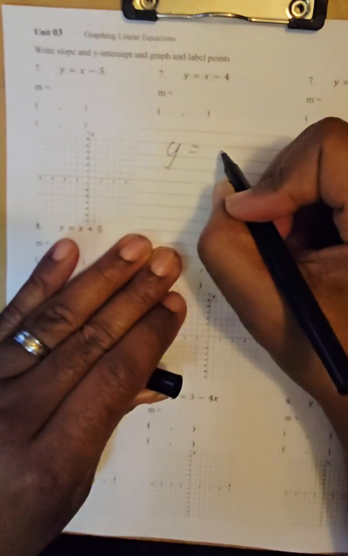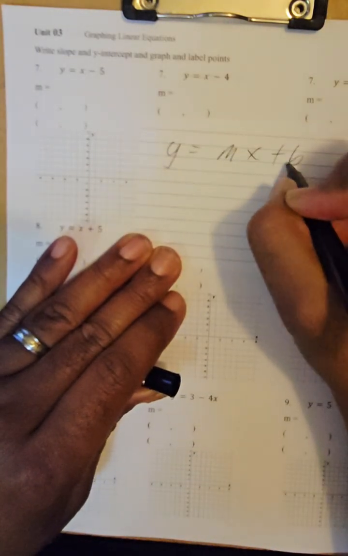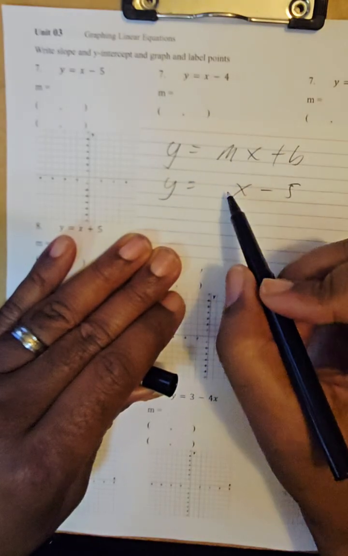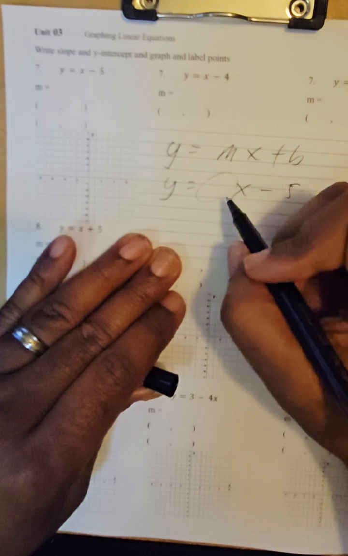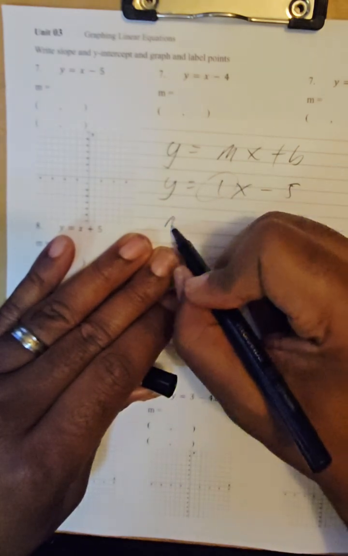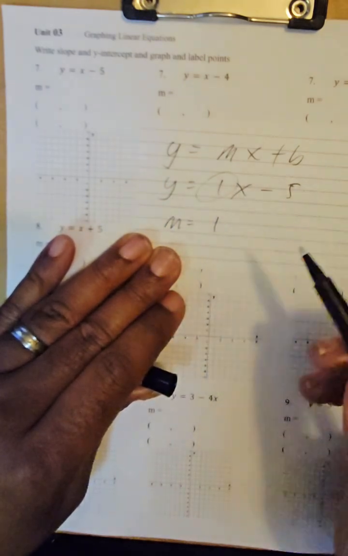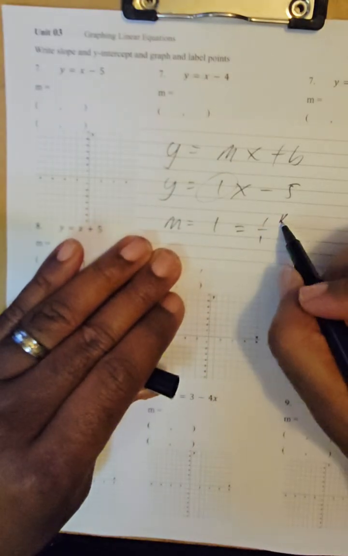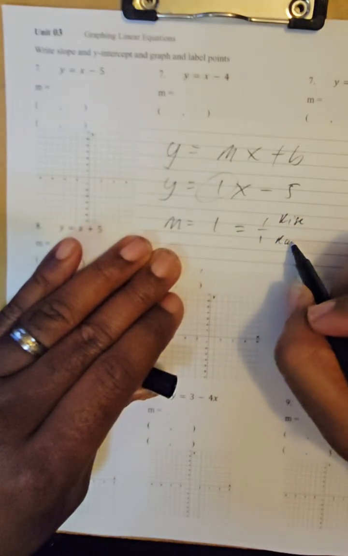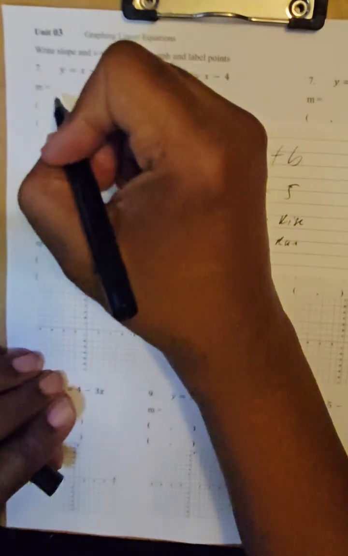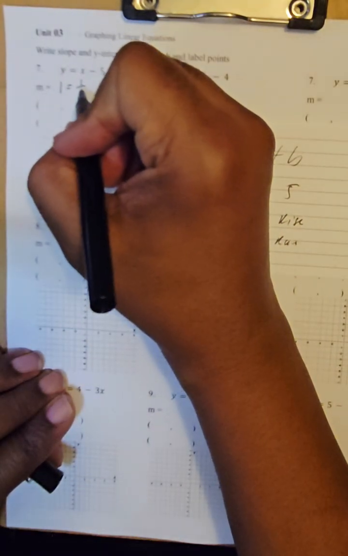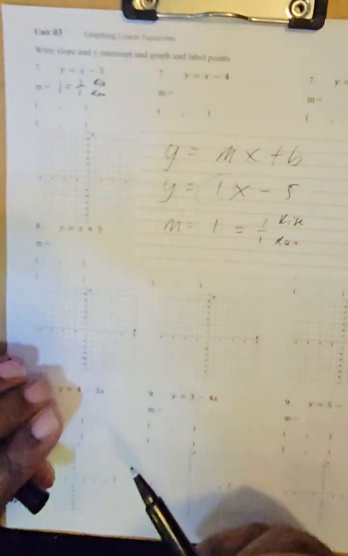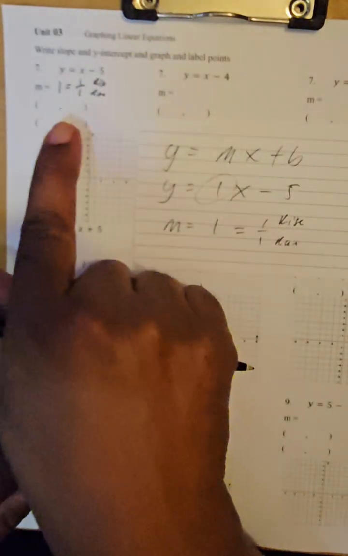So y equals mx plus b. And currently we have y equals x minus 5. And we're wondering what the m is. Well, it'll be an understood 1. So we're going to take m as 1, but we're going to turn that into a fraction and make it 1 over 1, so we can get a rise and a run number. Okay, so m is going to be 1, but we'll write that as 1 over 1. So we have rise and run. Okay, so we got our slope now.